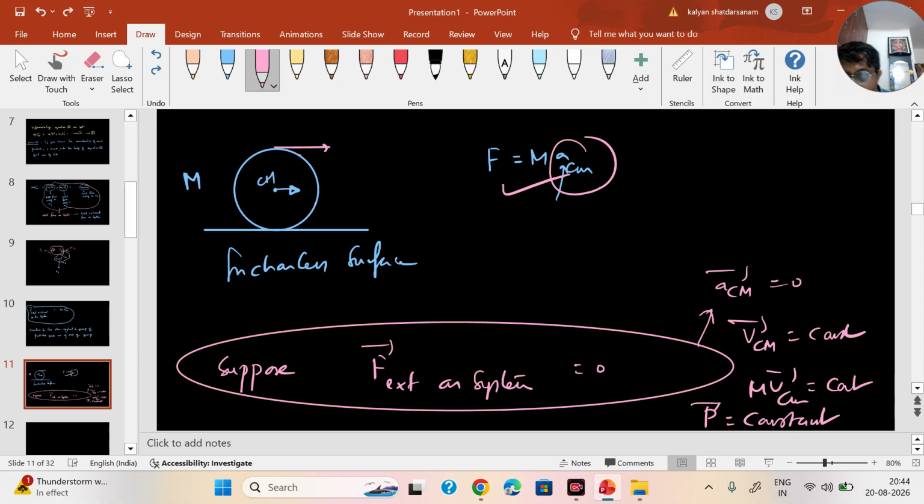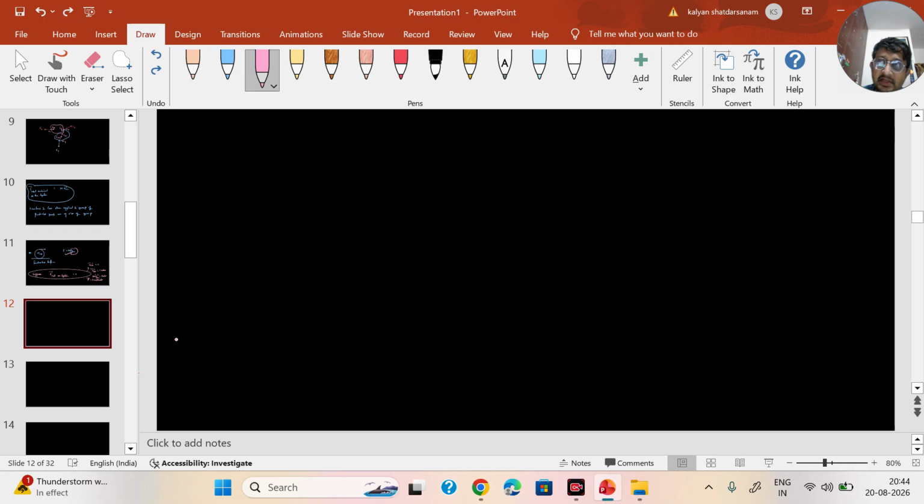There is another way to look at momentum. I'll talk about that later, but you can argue from here also. So all these concepts are there. Now, particularly this idea that if total external force on the system is zero, velocity of center of mass is constant, I'll tell you in a very interesting example.